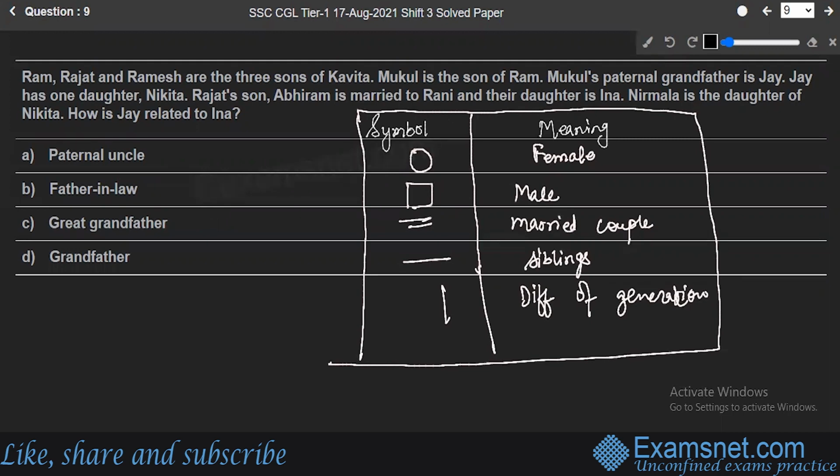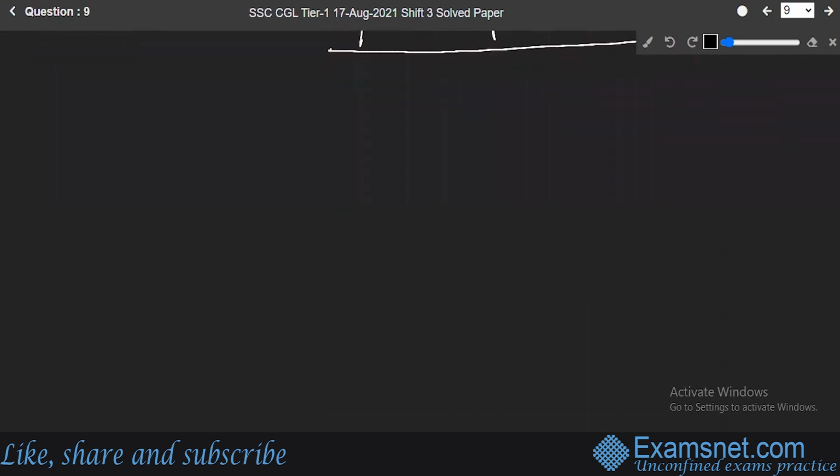Ram, Rajat, and Ramesh are three sons of Kavita. Let's make this one. So here is Kavita. She has three sons. Actually, I'm not aware whether Kavita is a male or female, so I'll not put in any square or circle. I'll just write down. So here is Ram, Ramesh, and Rajat.